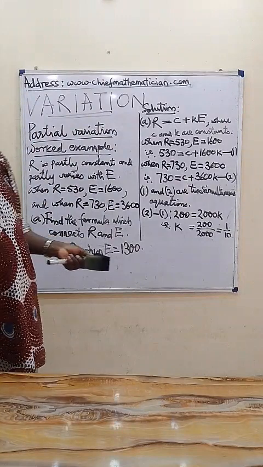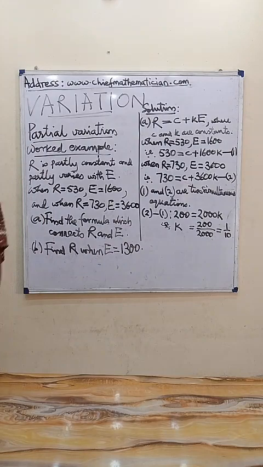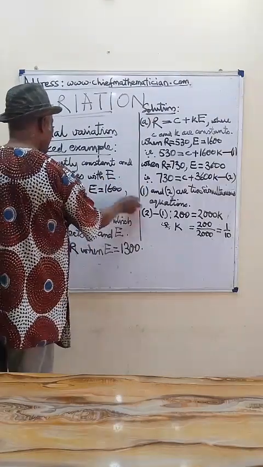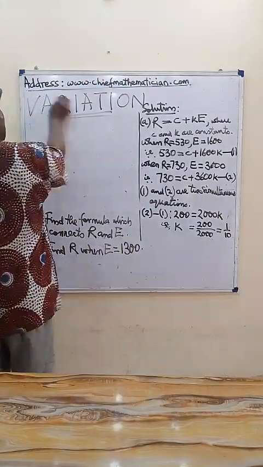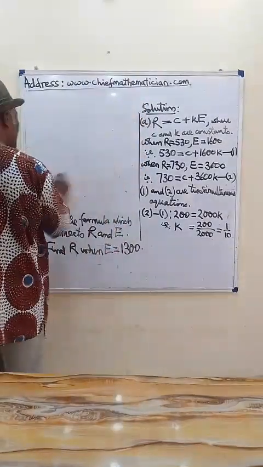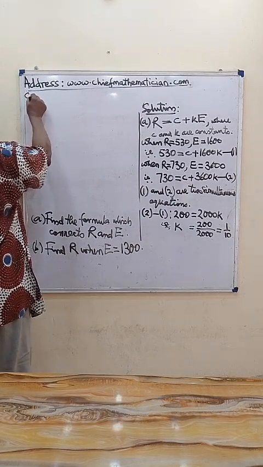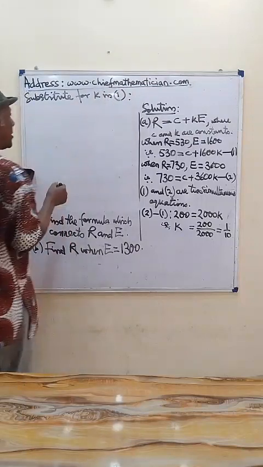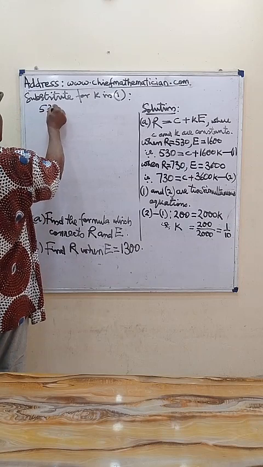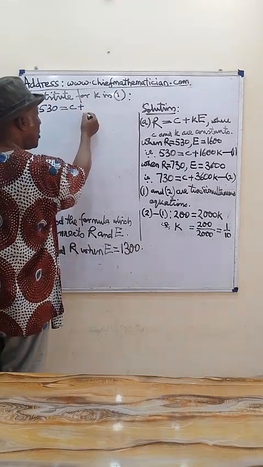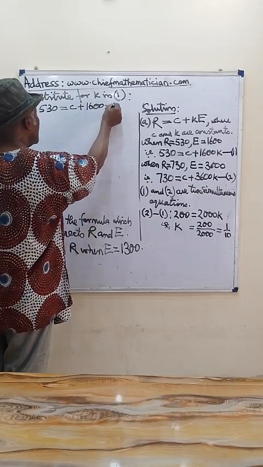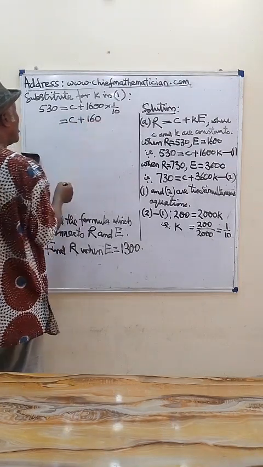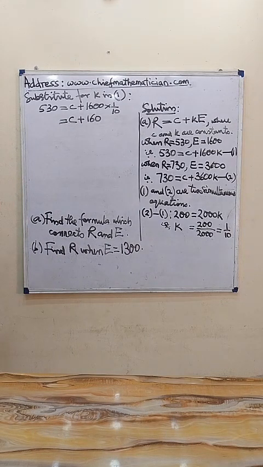And we can return to any of the equations to find the value of C. We substitute for K in equation 1. What are we going to get? We shall get 530 is equal to C plus 1600 times 1 over 10. That is now in place of K. And what does that give us? C plus 160. That is 530 is equal to C plus 160.